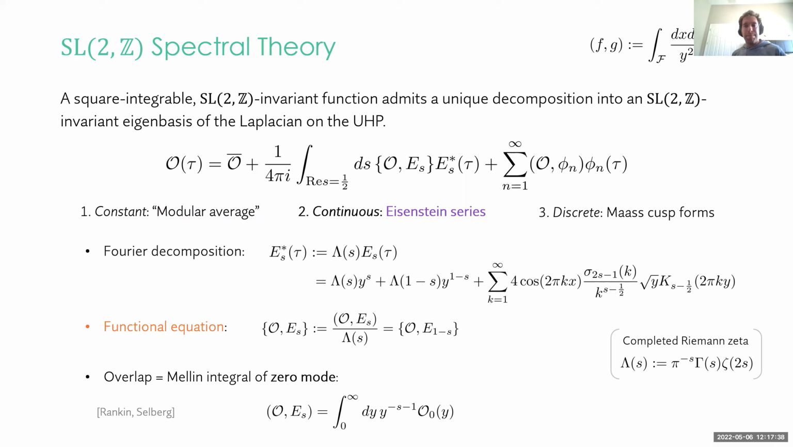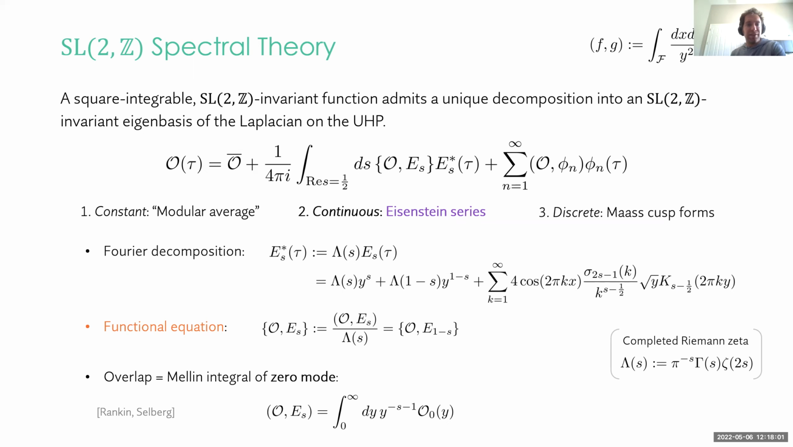In the Fourier decomposition with respect to the real part of tau, the zero mode is a sum of two power law terms, obviously reflection symmetric under s goes to 1 minus s. And then the non-zero modes have this structure. This is some number theoretic Fourier coefficient, and the functional form is very simple. It's just a Bessel function. Not critical for what we're about to say, but here it is.